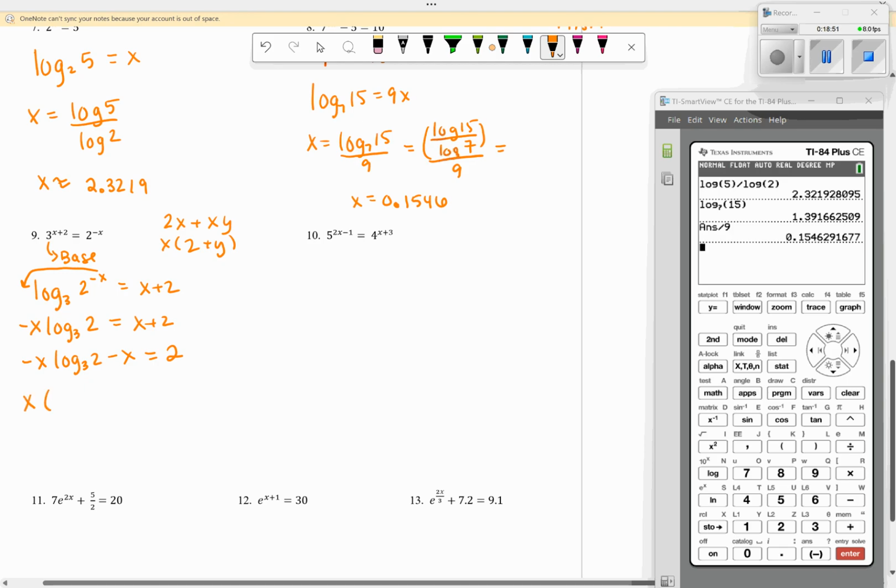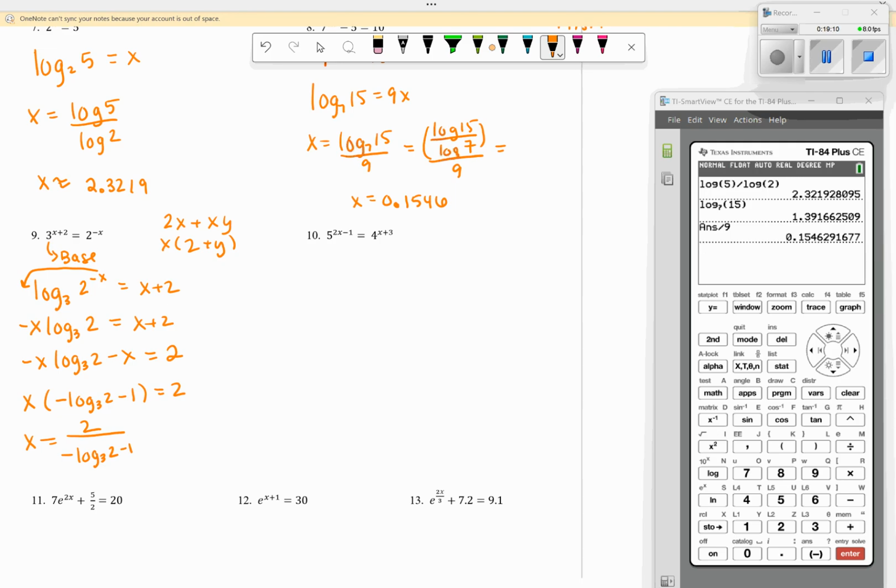So this would be x times negative log base 3 of 2 minus, and I still need that placeholder, 1 is equal to 2. Divide this, and you get x equals 2 over negative log base 3 of 2 minus 1. This would be the exact form, and of course you could write that log base 3 of 2 as the log of 2 over the log of 3 if you don't have the log base button in your calculator to use. So then for this one, let's go ahead and evaluate this.